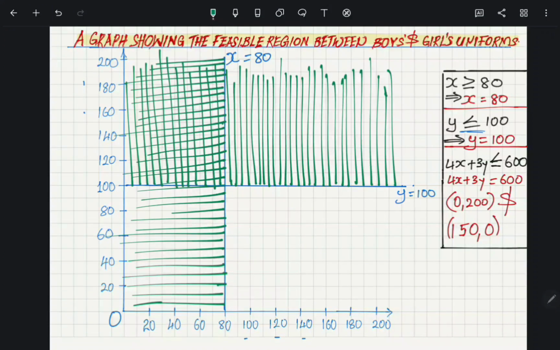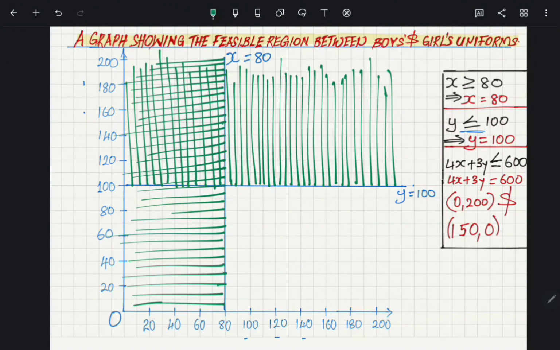And now we have finished shading the unwanted region. That is the region which was not satisfying our expression. The region that we have shaded was greater than 100, and we have kept the region which was less than 100 because it satisfies our equation.